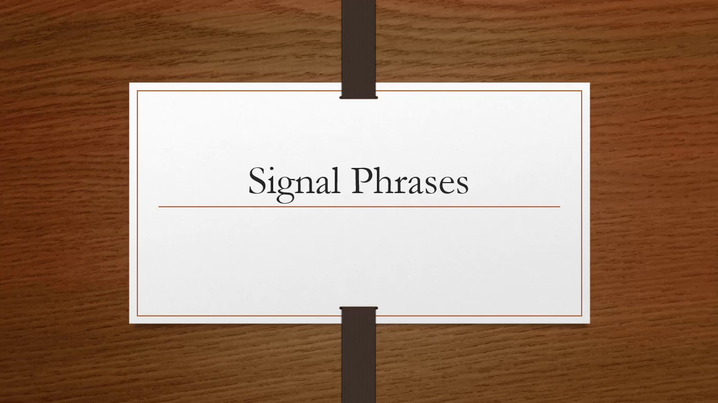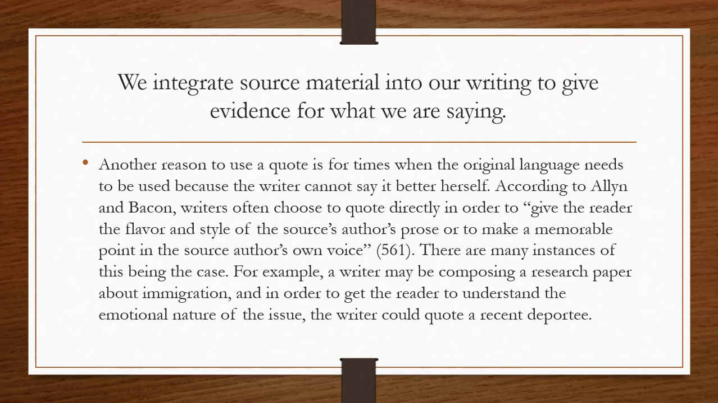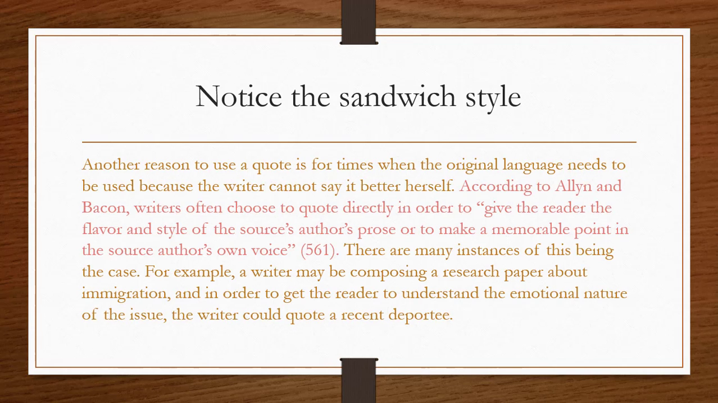This video is about signal phrases, and we use signal phrases in our academic writing in order to help us cleanly and smoothly integrate source material into our own writing. We integrate source material into our writing to give evidence for what we are saying. In academic writing, oftentimes you will be trying to argue or present your own ideas, and then in the course of doing that, you also want to use other people's ideas that you find through your research to help back up your own ideas.